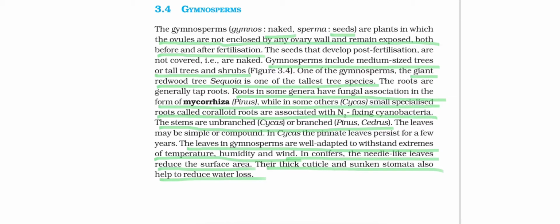So biologically, if we understand this term, we can say that the ovules are not at all enclosed by any covering or any ovary wall and remain directly exposed both before as well as after fertilization. So seeds are totally naked, they are opened.